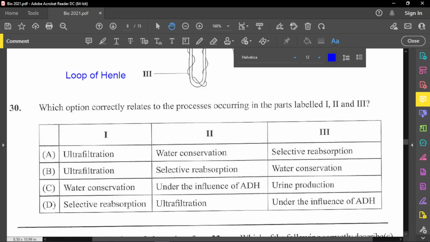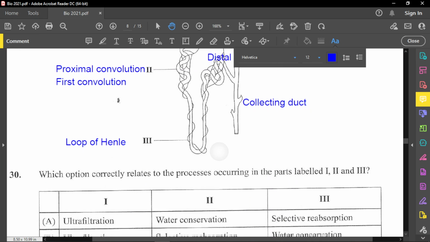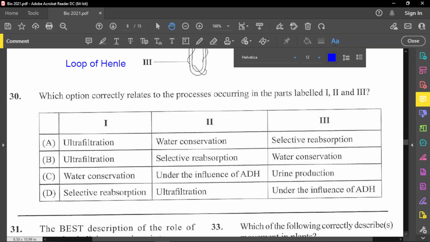But let's look at part two and see what's happening. Part two is the proximal convolution, our first convolution. Let's see which one is better here. If you look keenly, it says that you have water conservation taking place there, which is not true at all. And you have selective reabsorption taking place. So yes, selective reabsorption takes place at the convolutions, especially reabsorption of sodium, for example. At part three, which is the loop of Henle, water conservation will take place. So definitely for 30, B will be our option.